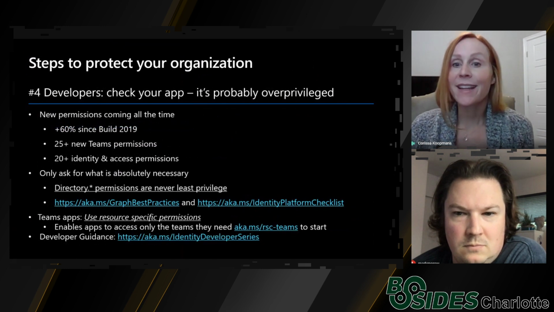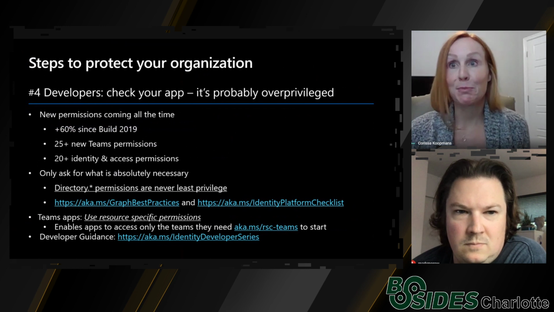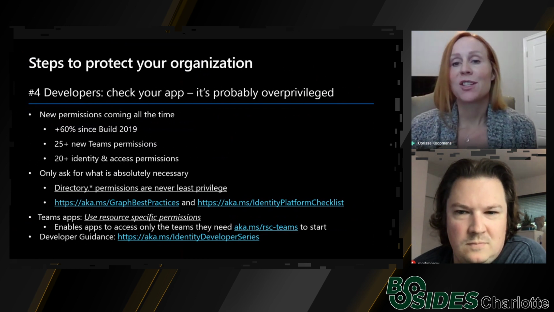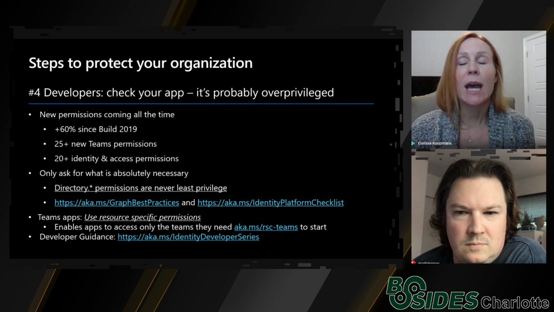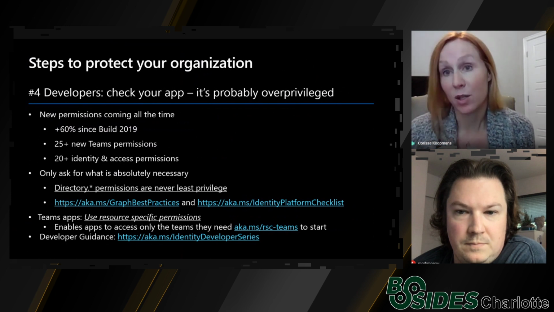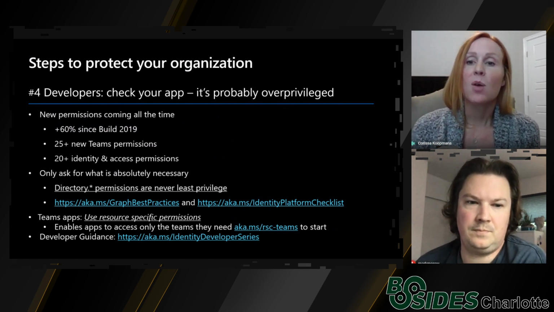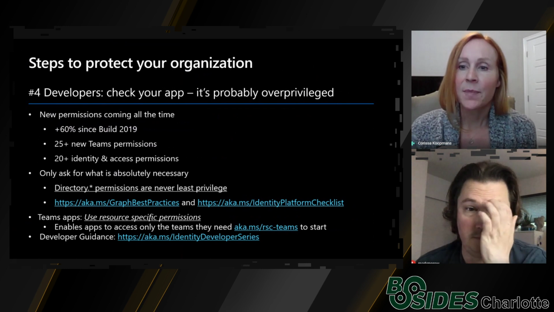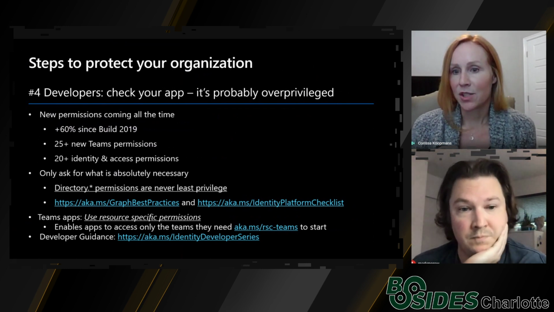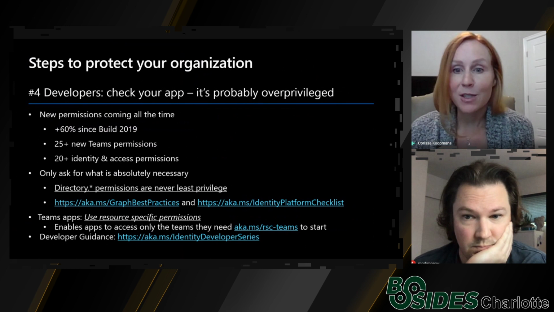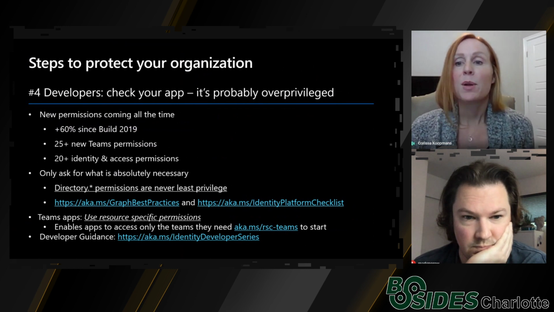And the fourth one is for developers. So developers, check your app. It might be, and it probably is, overprivileged. We're putting out new permissions all the time here at Microsoft, so it makes it really easy to scope your app to granular permissions. And one of the common things that we see with line of business apps especially is that devs are not following least privilege. This is by no means a new problem, as you heard Mark mention earlier, but we really want to encourage developers to follow least privilege and only ask for what is necessary.